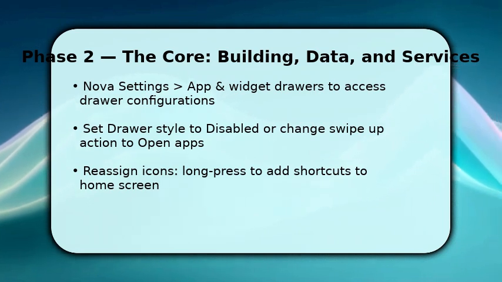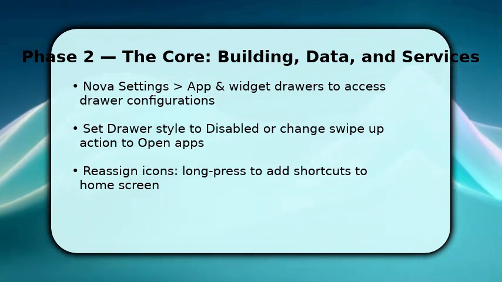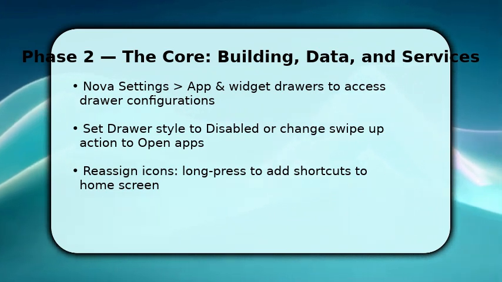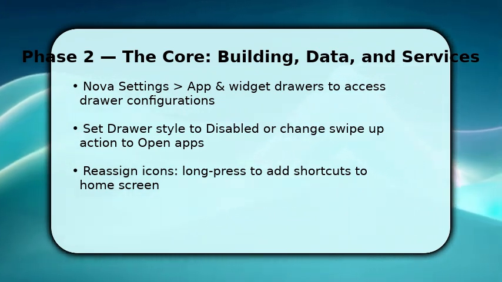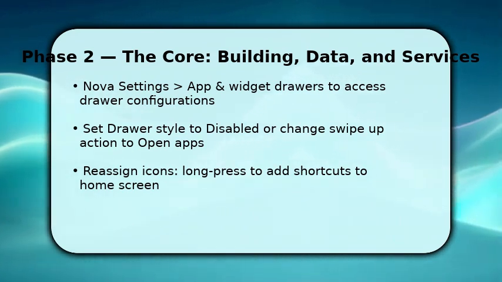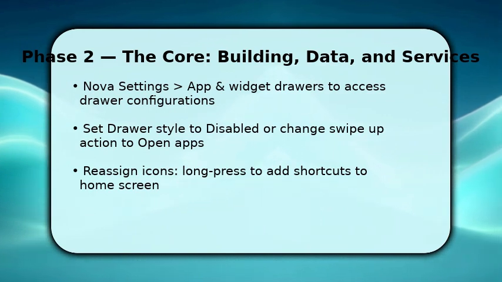action you prefer. While in Desktop Settings, long press app icons to place direct shortcuts on your home panels. This replaces the drawer access model. Make sure folders are arranged logically. Once you commit these changes, the drawer is effectively out of the way.